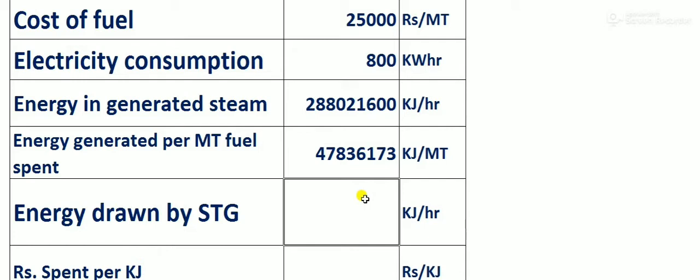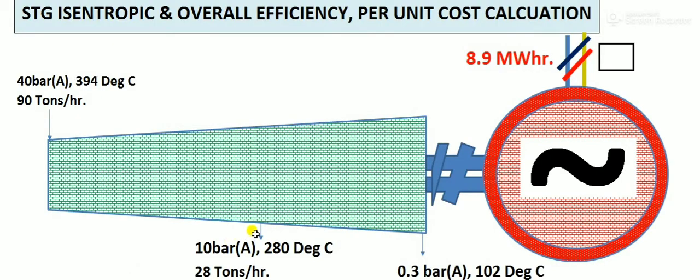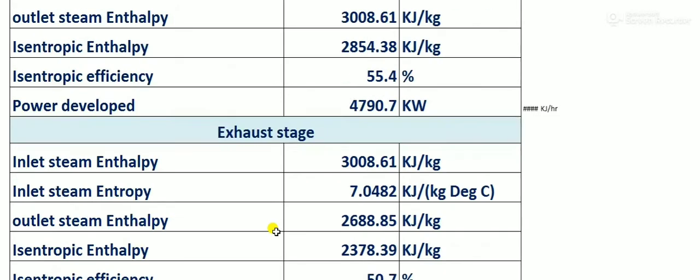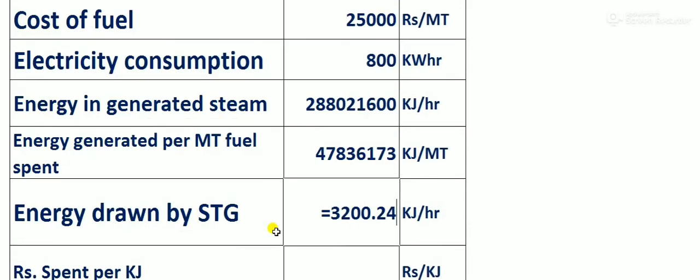So the energy drawn by STG. Actually, here this is an extraction cum condensing turbine. So we are drawing some energy for the other process requirement, process heating also. So we want to subtract this energy from the input energy. That's it. So the same enthalpy we can take, that is 3200.24, right? Inlet enthalpy.